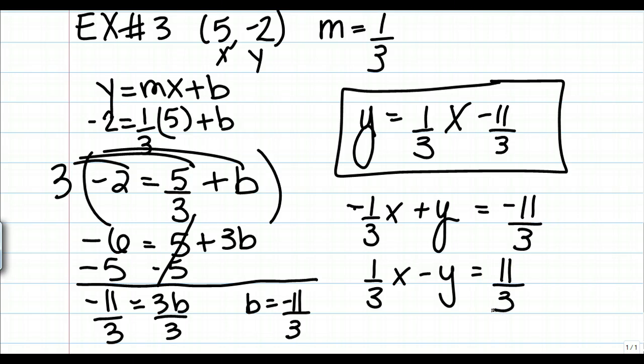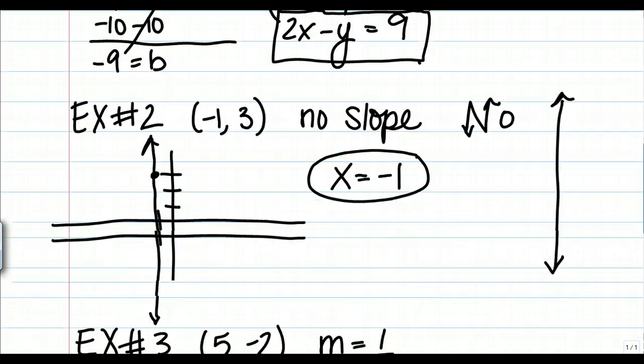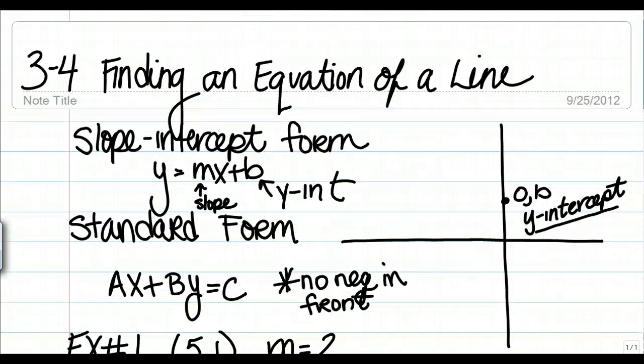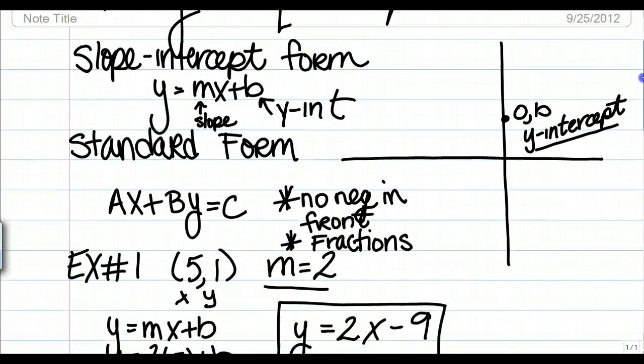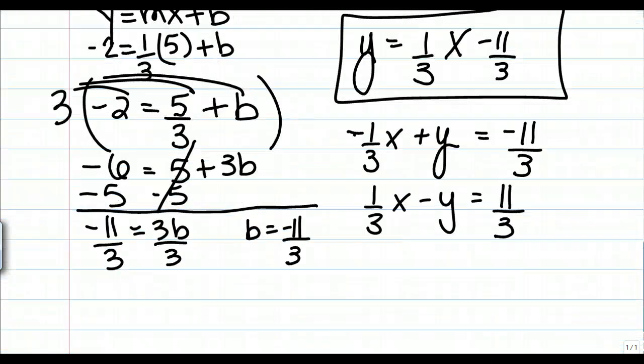And then let's go back to the top because we have to add another rule in here. Don't worry, it's not going to be complicated. Besides having no negatives in the front, you cannot have fractions for standard form, that is. Only for standard form. Slope-intercept form, don't worry about it. So no negatives in the front, which we just got rid of, and no fractions.